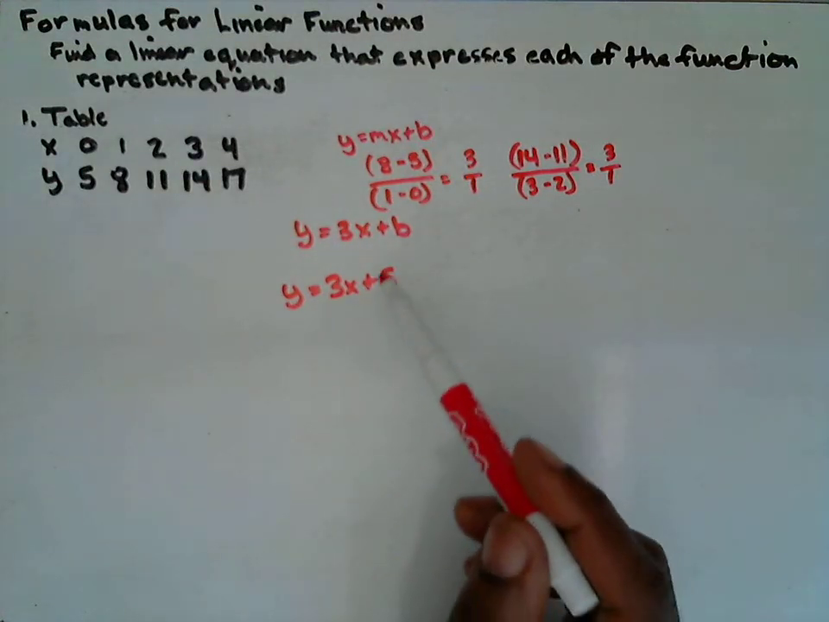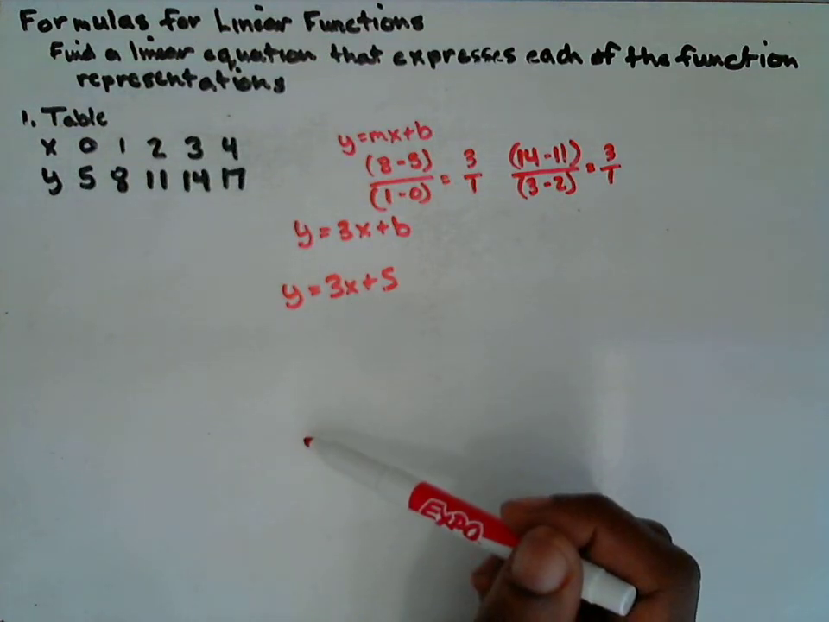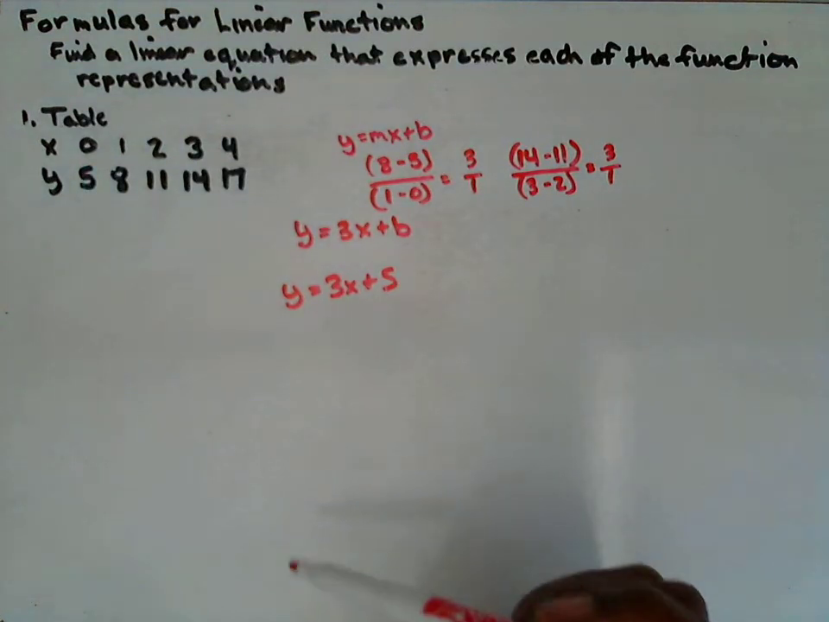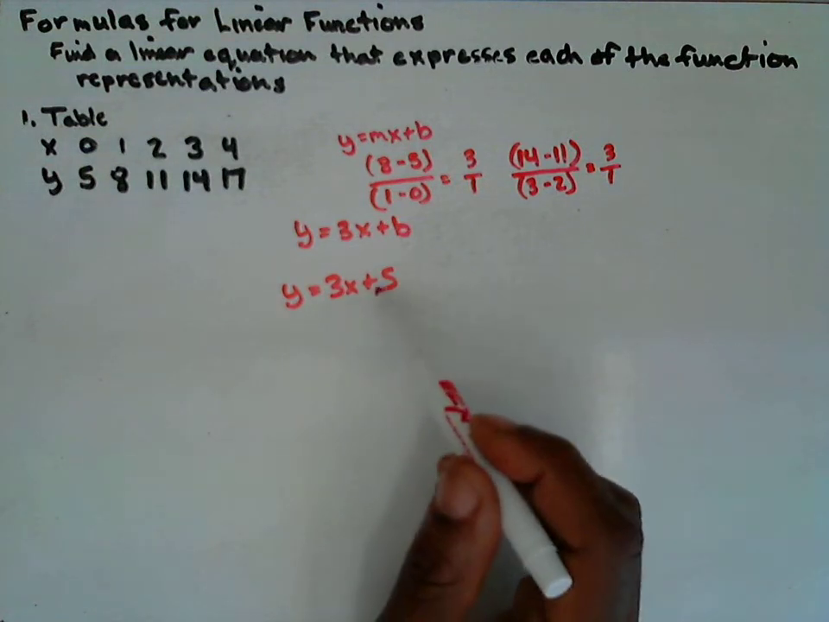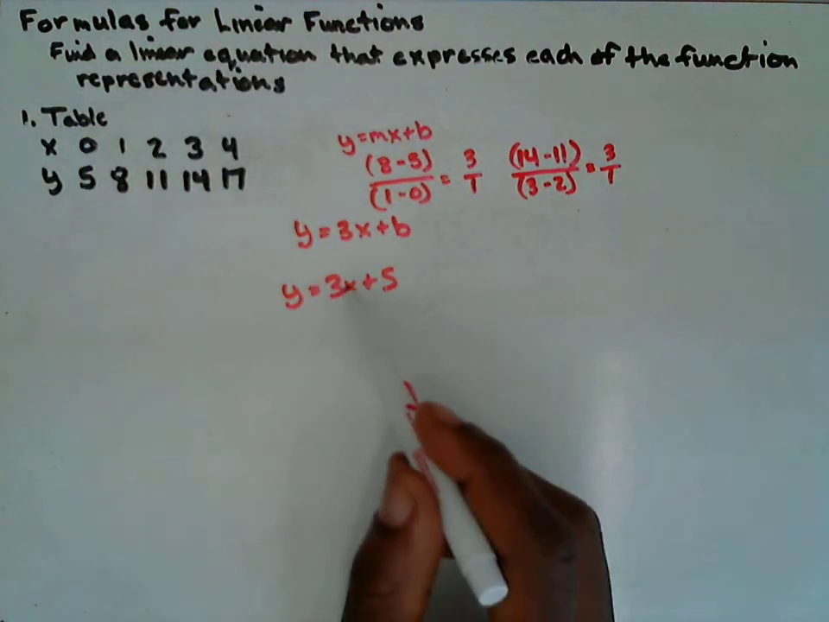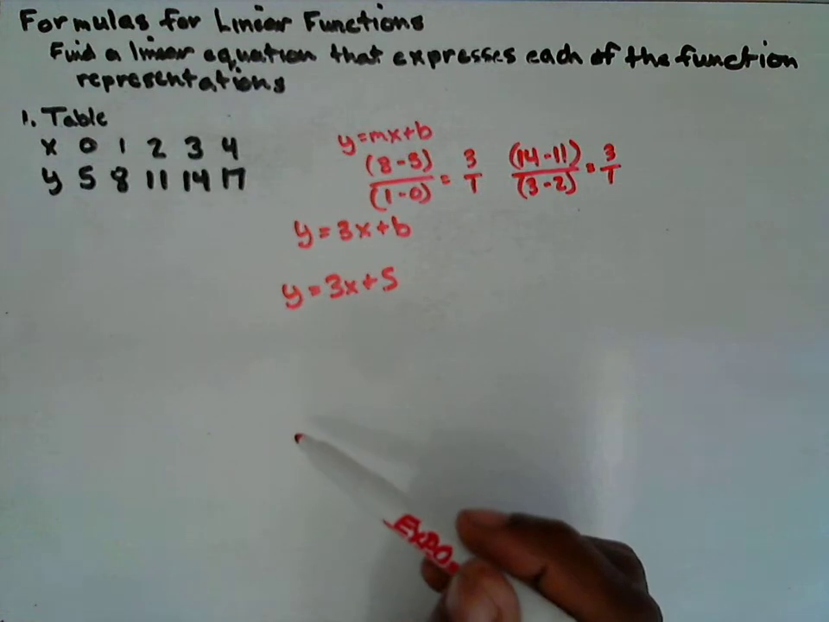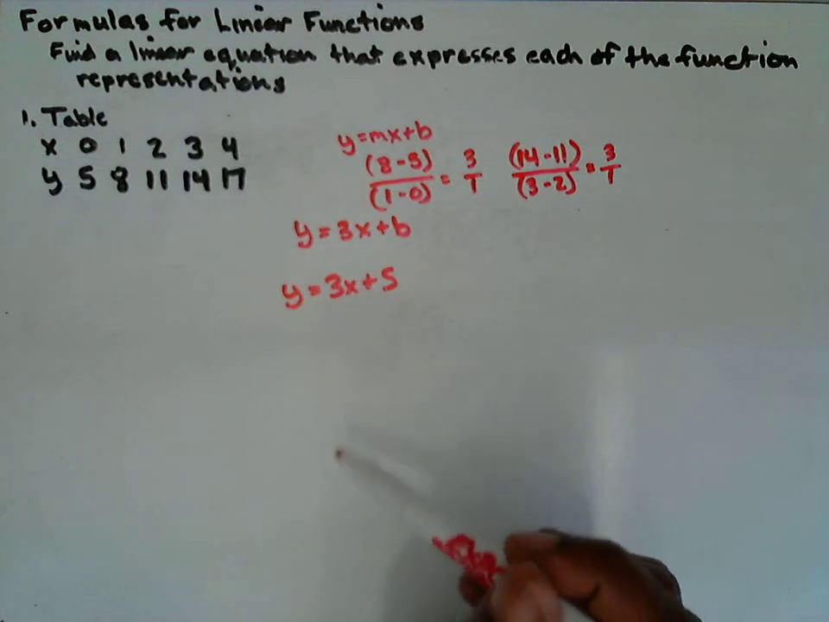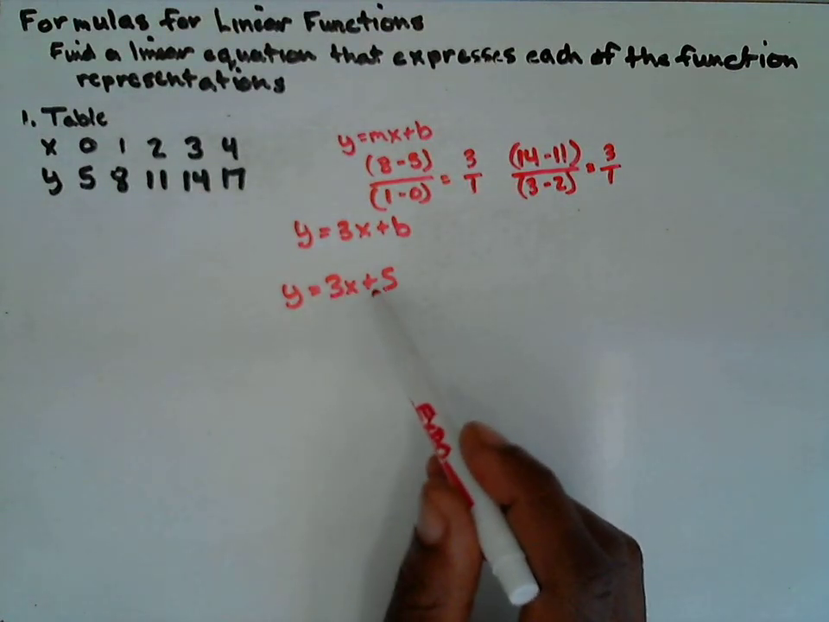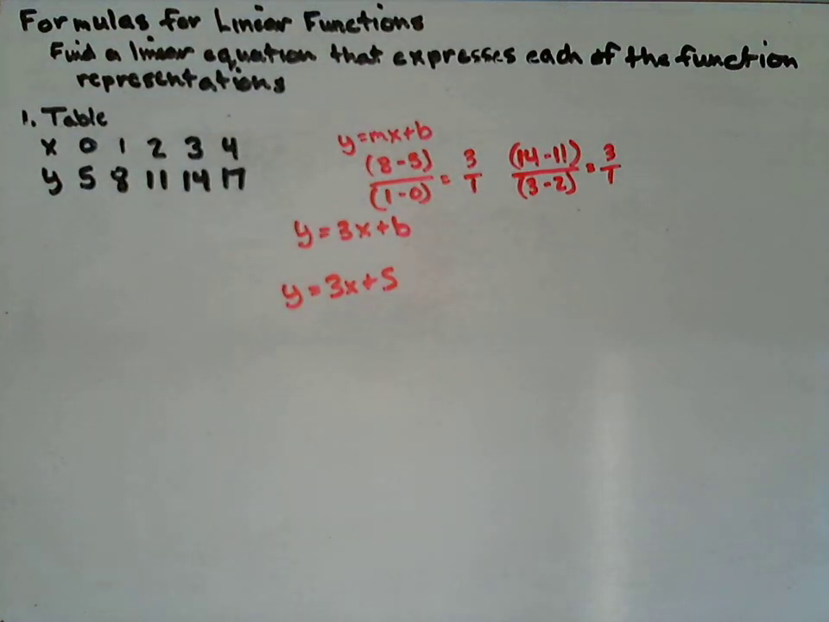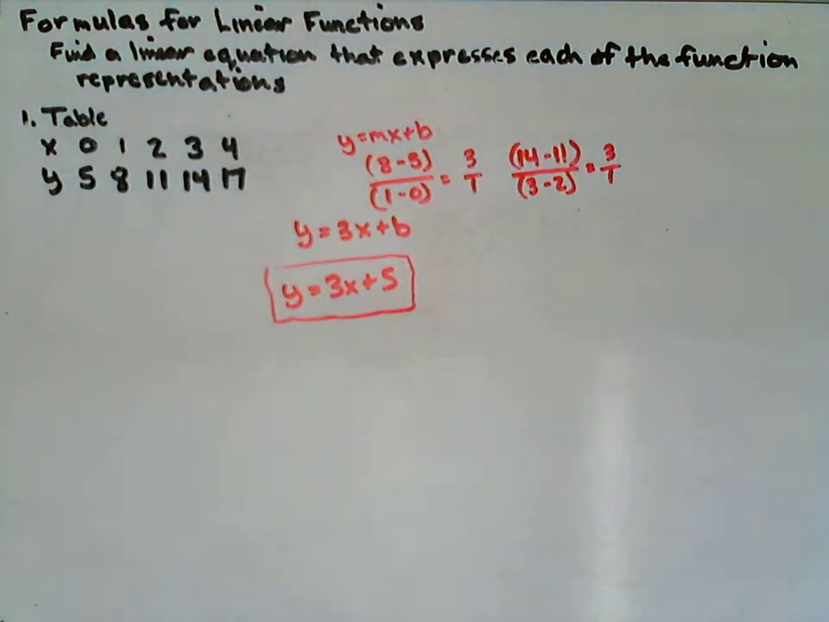Now, just to make sure, we can put our x values in there. If we put 0 in for x, we would get 3 times 0, which is 0, plus 5, so we'd get out 5. So that confirms that one. If we put in a 1, we'd have 3 times 1, so 3, plus 5, which would be 8. If we had a 2, it'd be 2 times 3, which would be 6, plus 5, which would be 11, so that's confirmed. If we had a 3, we'd have 3 times 3, which would be 9, plus 5, which would give us 14. And if we had a 4, we'd have 4 times 3, which would be 12, plus 5, which would give us 17. So for the first one, our equation is y equals 3x plus 5.